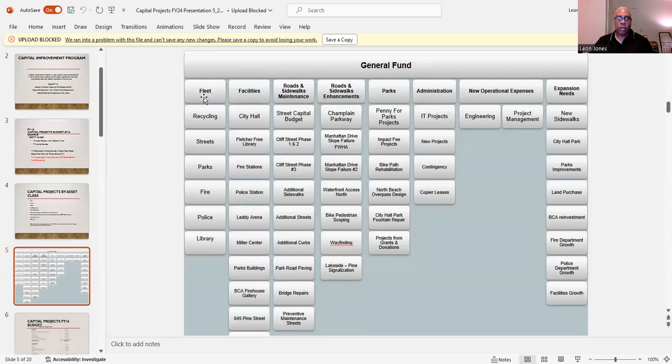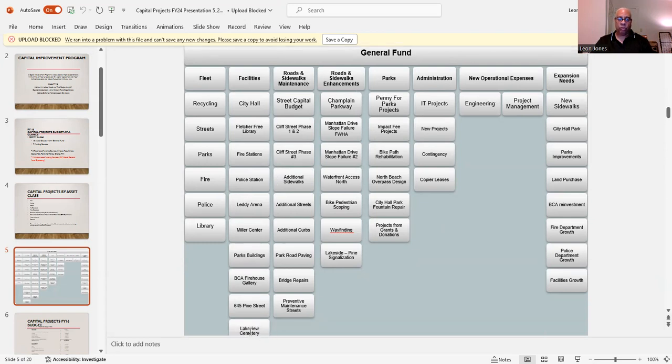Now, with your fleet, under your fleet, we have recycling, streets, parks, fire, police, and library. That's a general fund for fleet. So when we deal with capital, we deal with funding, as I stated. Then we have facilities: your city hall, your library, your fire stations, your police stations, your arenas, the Miller Center, your firehouse gallery, Pine Street, 645 Pine Street.